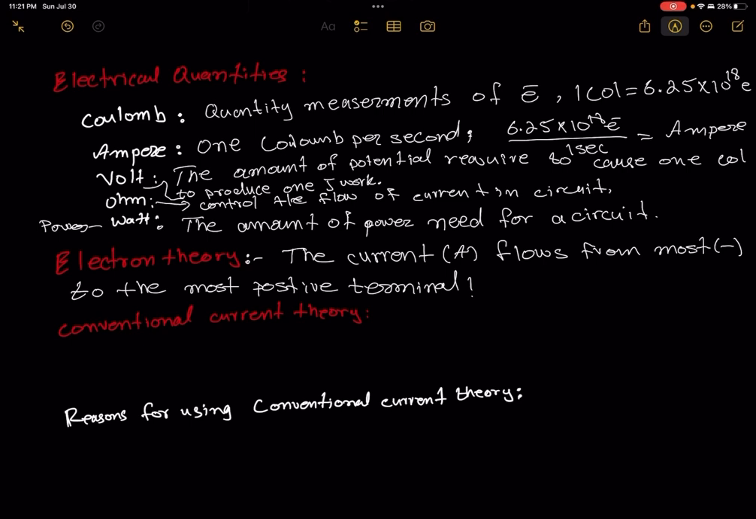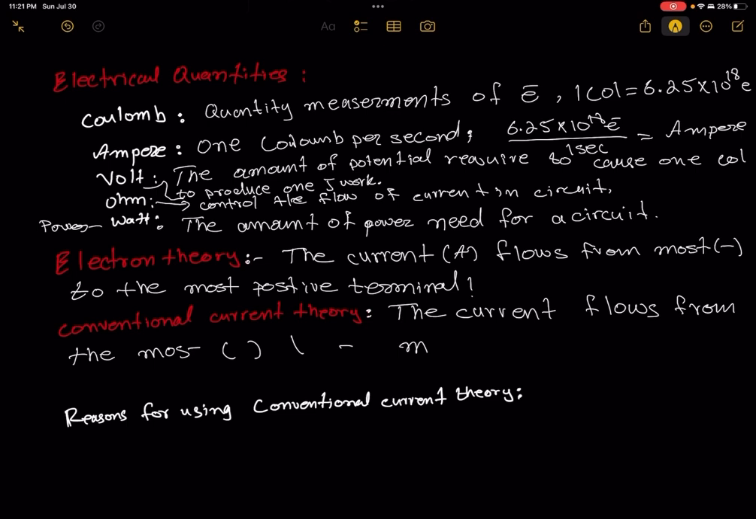Now there is another theory about that. It's the conventional theory, which is the opposite of the electron theory. It says that the current flows from the most positive to the most negative.